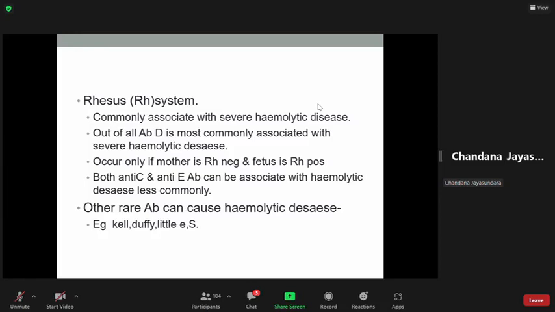In addition to the rhesus antigens, there are many other antigens against which antibodies can develop in our body. If you can remember, they include Kell, Duffy, little e, and S. These antigens can also cause an antibody immune reaction in our body, but they are very rare. So the commonest type that we come across is the rhesus one. That is the commonest type.